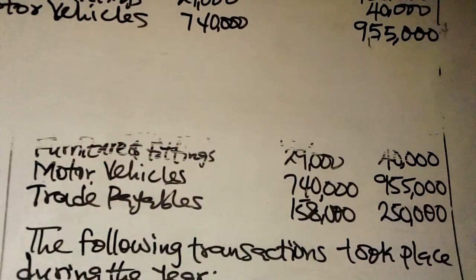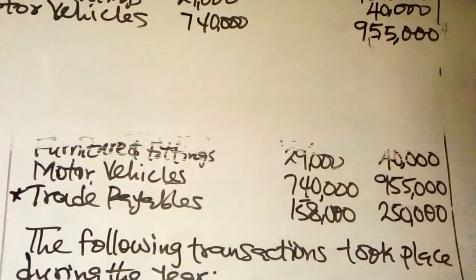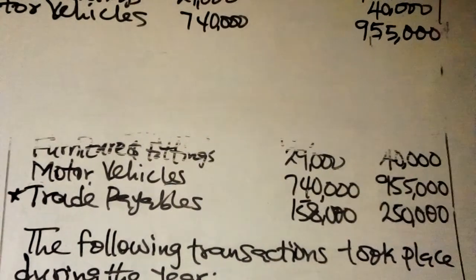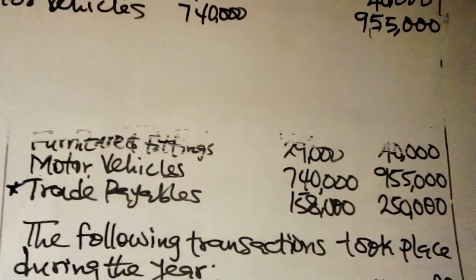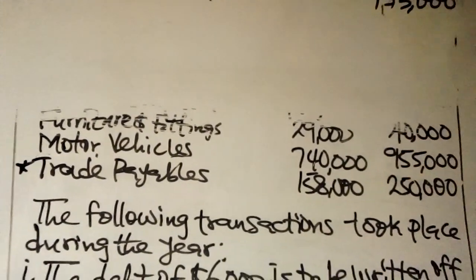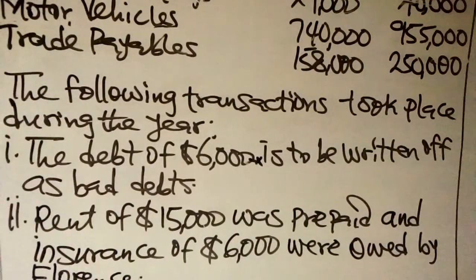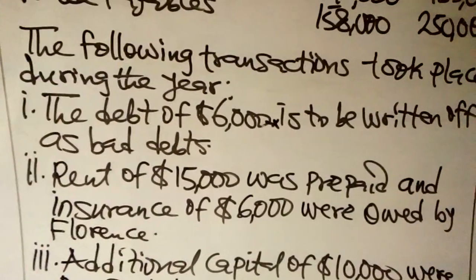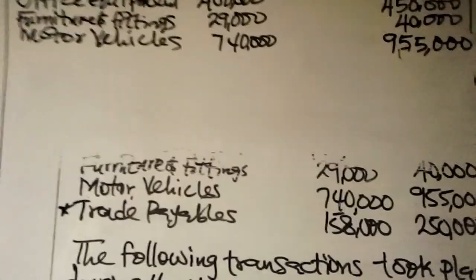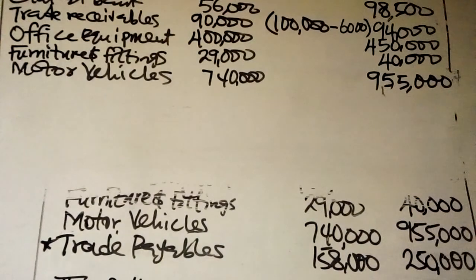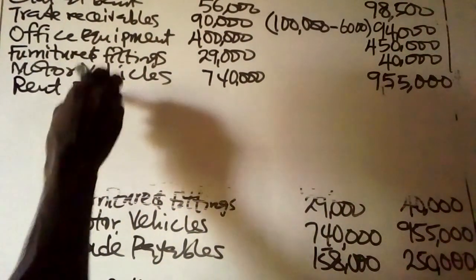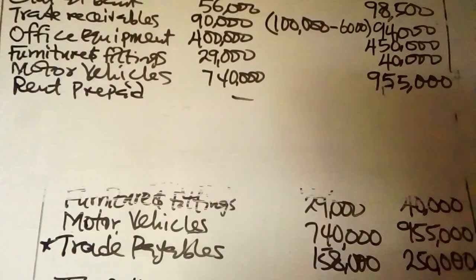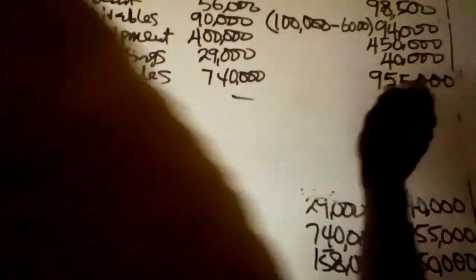Trade payables is a liability. Now let's check the footnotes to know if there are any other assets to be considered before liabilities. Note 1 is bad debts, which shall be considered. Note 2, rent of 15,000 was prepaid. Prepayment is an asset. Since it was prepaid during the year, it will relate to the closing entry.